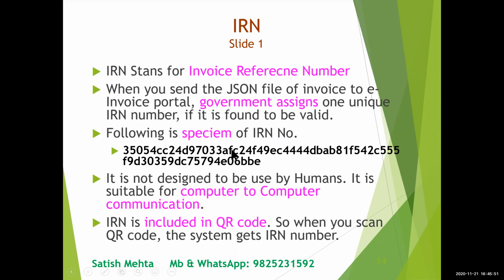And this is a sample IRN number. You can see it's very big, 64 characters, and it is alphanumeric. It's not suitable for reading and entry, because if you try to do entry, you will definitely make a mistake somewhere. But it is designed for use by the system. I'll show you next how to do that. In addition to that, government is also sending a QR code, and in this QR code also the IRN is included. So when you scan a QR code, the IRN will also get scanned, and using that IRN, you can refer to the invoice, or you can validate the invoice. Whether the invoice is valid or not, that check can also be made.